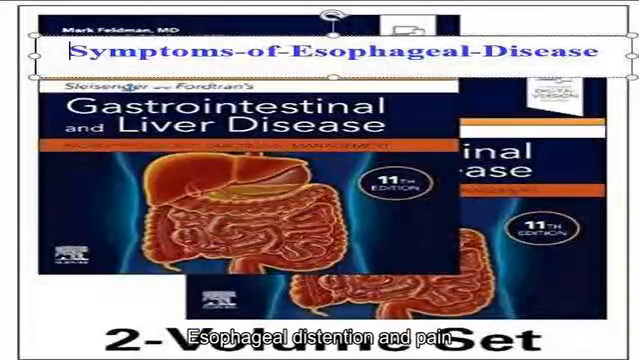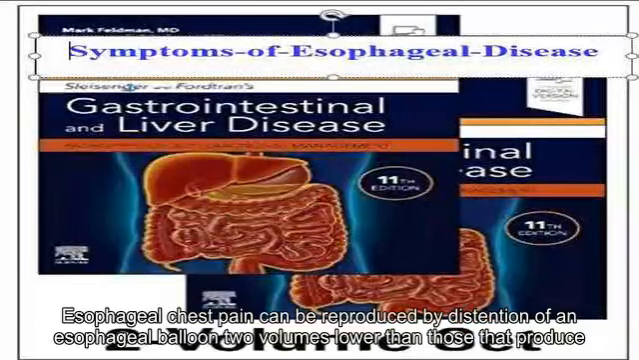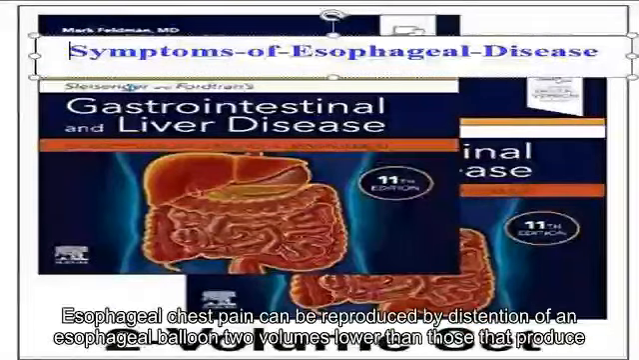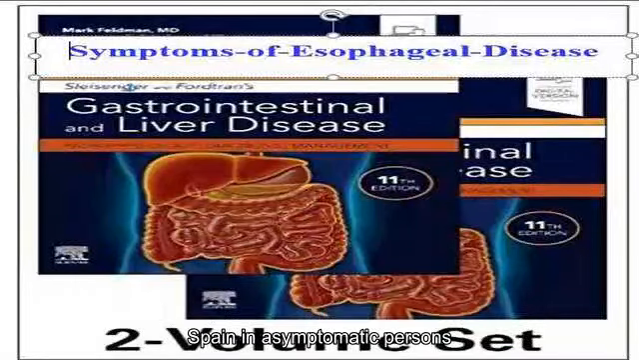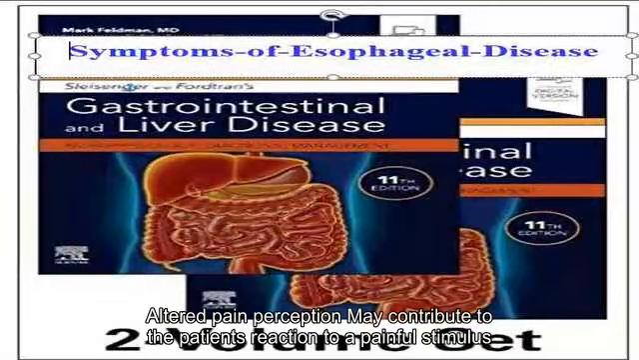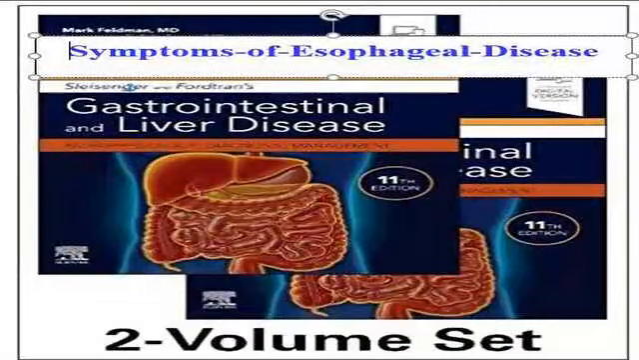Esophageal distension and pain are experienced during an acute food impaction, drinking carbonated beverages in some patients, and dysfunction of the belch reflex. In susceptible persons, esophageal chest pain can be reproduced by distension of an esophageal balloon to volumes lower than those that produce pain in asymptomatic persons. Therefore, altered pain perception may contribute to the patient's reaction to a painful stimulus.